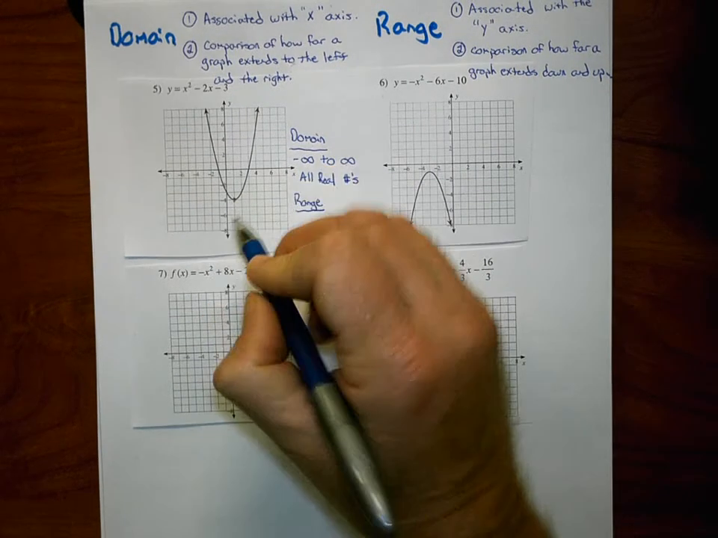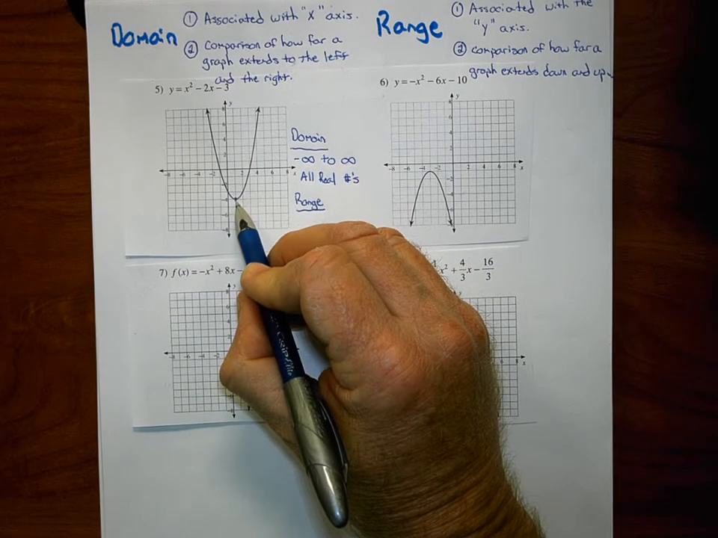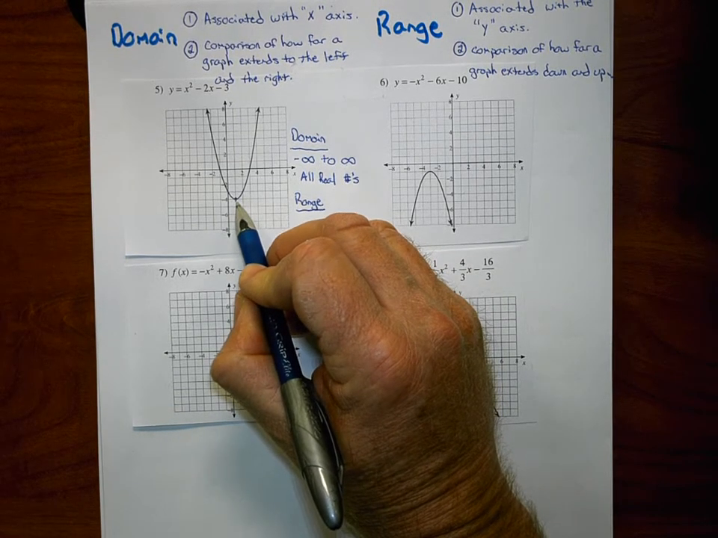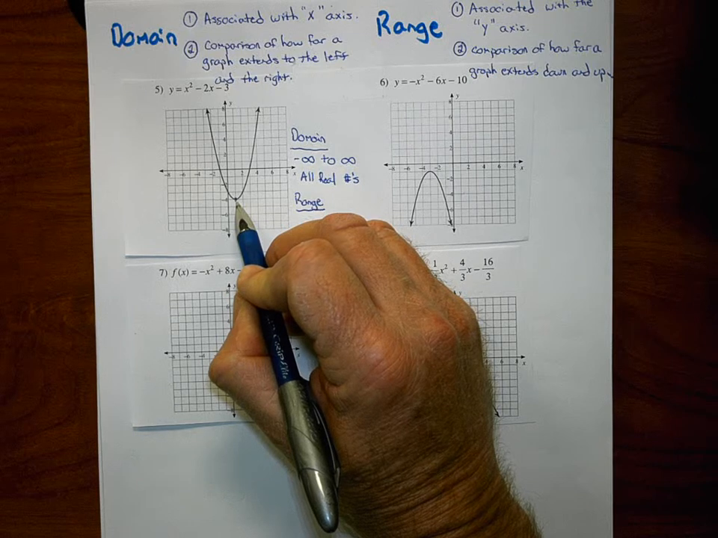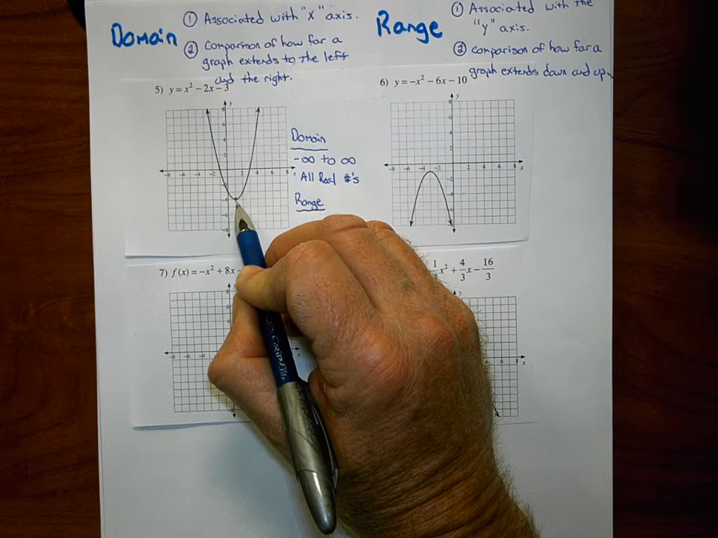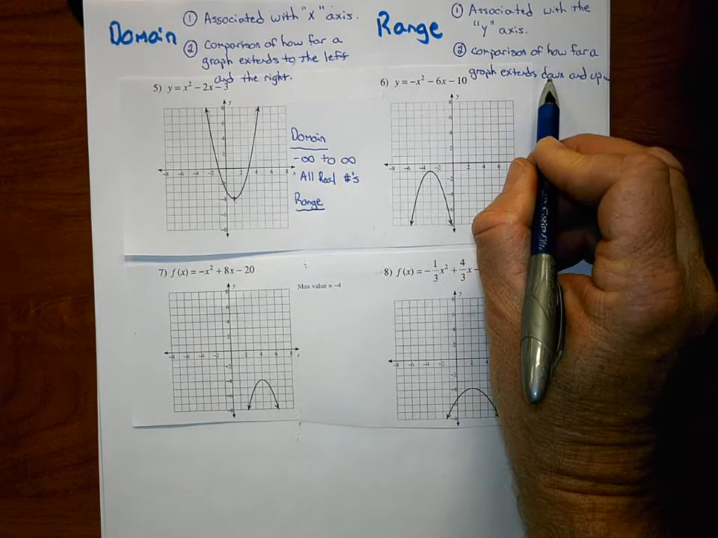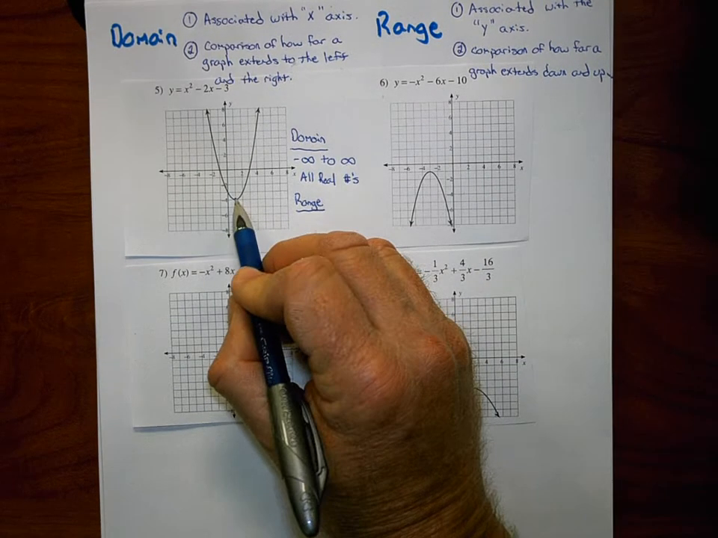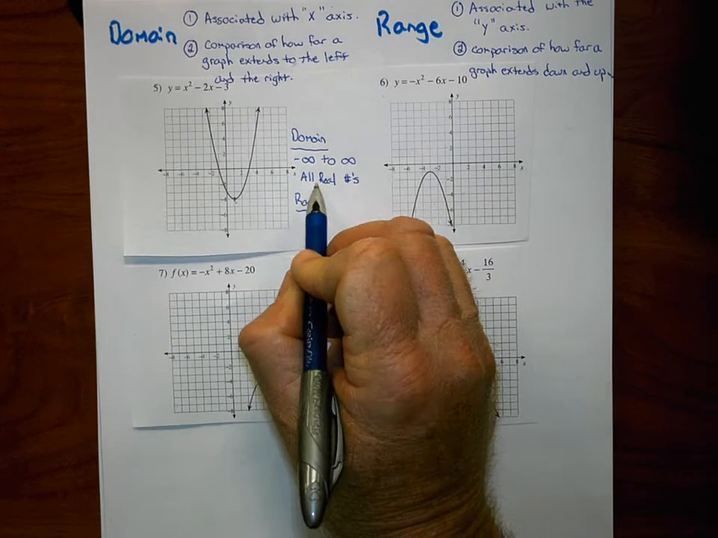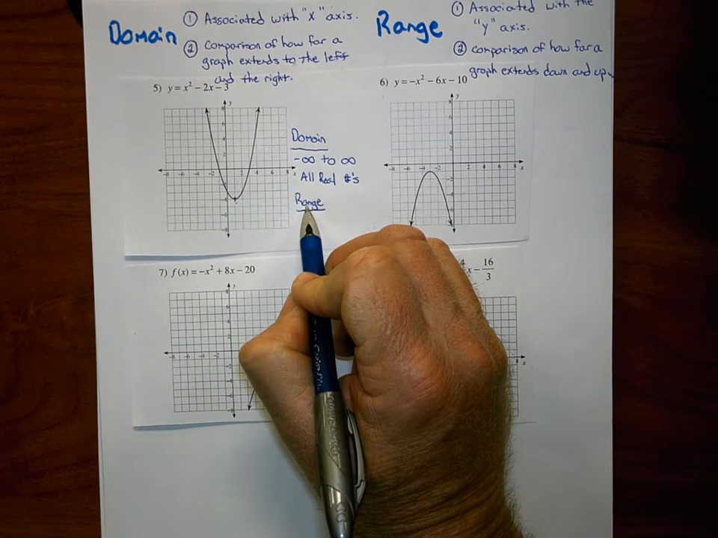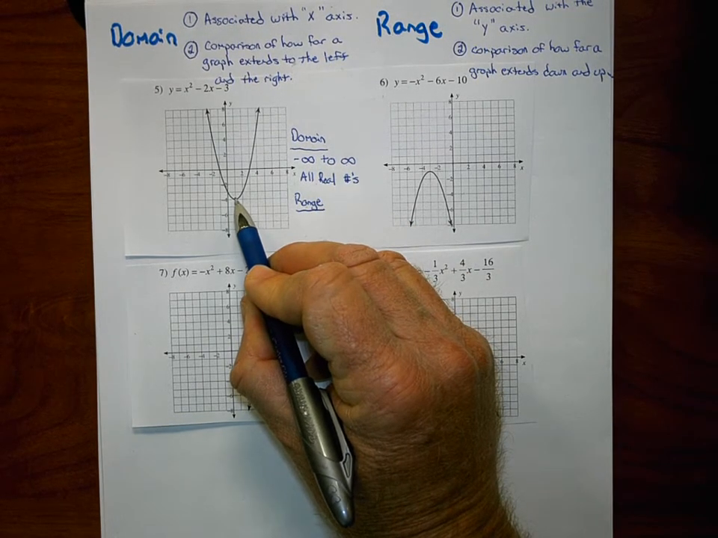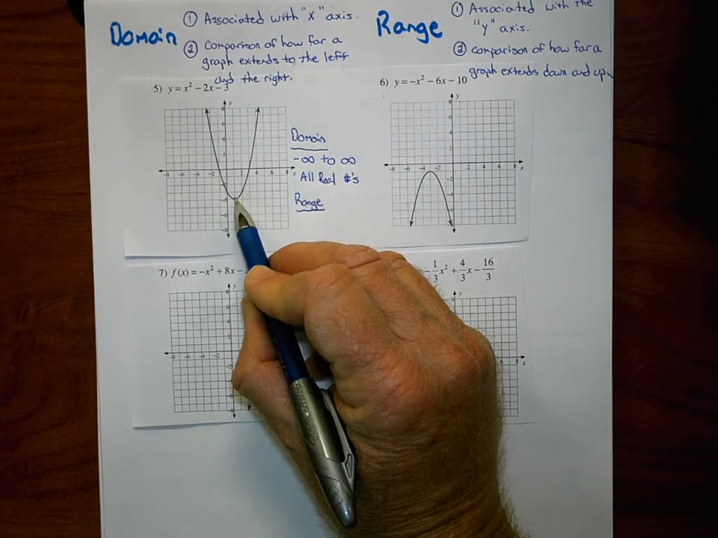And by the way, what is the official technical name for the very lowest point on a parabola? The minimum. That is called the minimum, and it's also called the vertex. So that is the vertex, and it's a minimum. So this graph does not go down forever. It stops at a certain value. Okay? And then for range, what do we associate? The y or the x-axis? The y-axis.